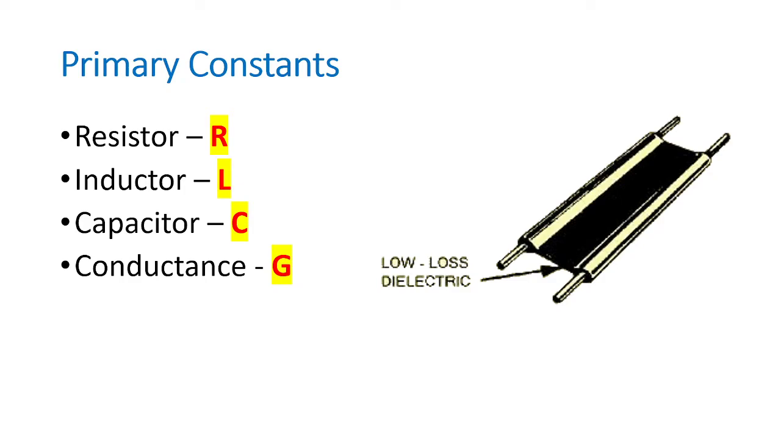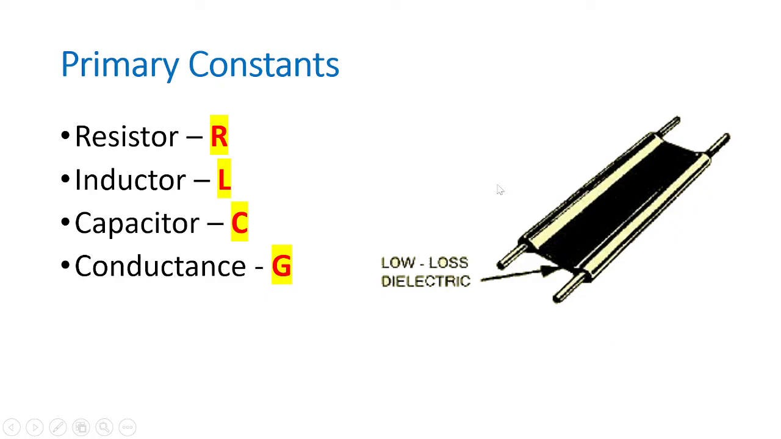There are four types of primary constants: resistor, inductor, capacitor, and conductance. If you take any cable, like this parallel cable, it consists of two conductors separated by some insulating medium. It could be any insulating medium, or it could be considered an air medium. This is just a piece of transmission or parallel line cable.